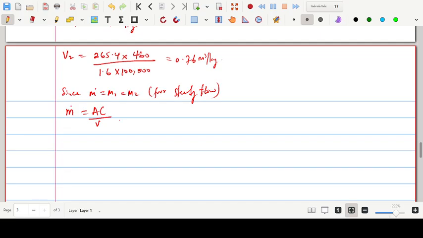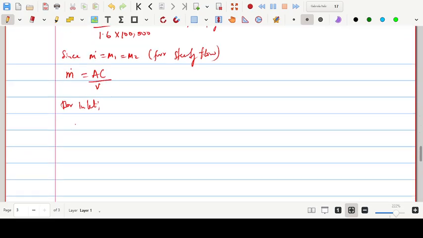Now, what are we really looking for? We are looking for the diameter. We can get the diameter since we have our area. Before that, we don't know this. We know the diameter for the inlet, we know the speed for the inlet, and we also know the specific volume for the inlet. So for the inlet, m dot 1 is equal to A1 times C1, which is the velocity, over specific volume 1.